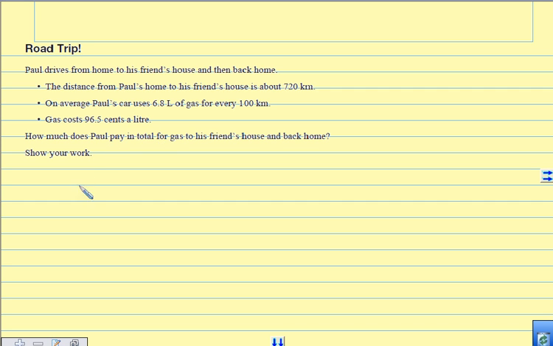Okay, so there's a whole bunch of information here. We're just gonna pick it out a piece at a time. So the distance that he has to travel to his friend's house is 720 kilometers. Now I realize that's a really long way away. His friend's, he's not going to do that all the time, but okay. So here, the distance that he travels is 720.